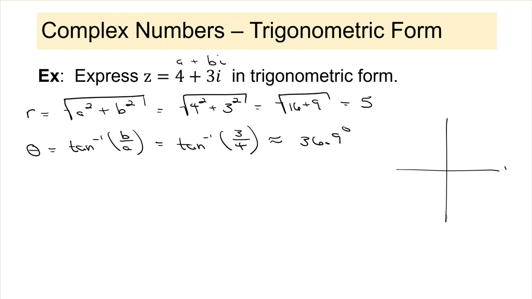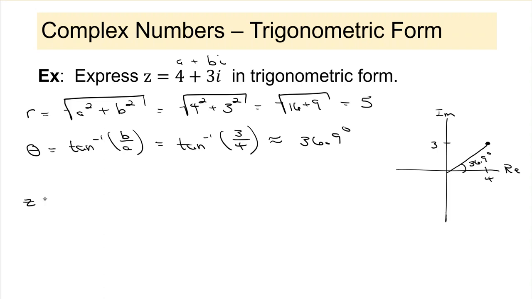If I've got my real axis here, my imaginary axis here, then my complex number 4 plus 3i is going to be here in quadrant 1. So that 36.9 degree angle makes sense. That is a quadrant 1 angle. So we found our r and our theta. Now all we have to do is write it in trig form.